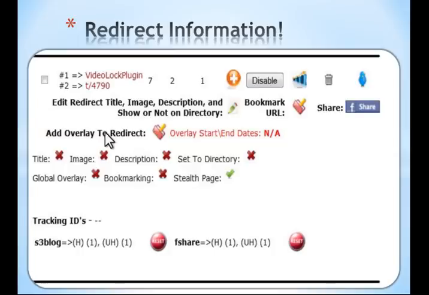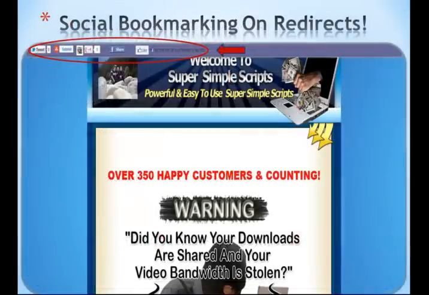And here's where you add an overlay to the redirect. And of course, if you set expiry dates, this information will tell you whether they're expired or not, if you want to expire the overlay. All right, so that's basically the redirect information, and this is all the information you get on the admin on every redirect. So now, let's talk about the social bookmarking on redirects.